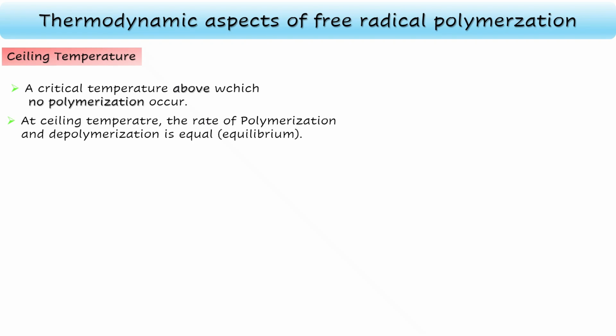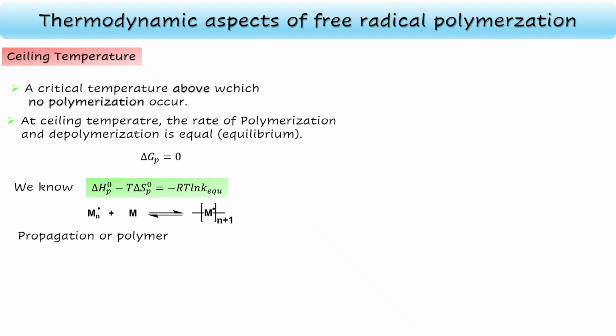At equilibrium, the change in Gibbs energy is equal to 0, for which we have previously found delta Hp naught minus T delta Sp naught is equal to minus RT log K at equilibrium. Consider a polymerization reaction at equilibrium. For this reaction, we can write the polymerization constant equal to equilibrium rate constant, which can be written as shown here.